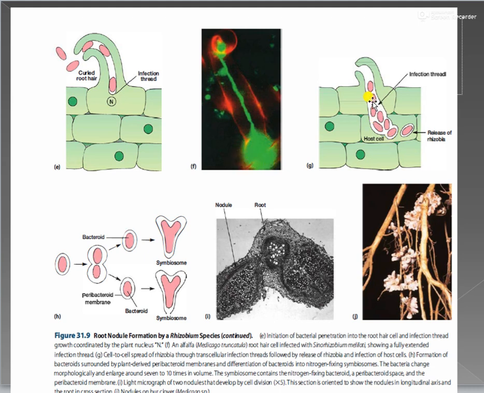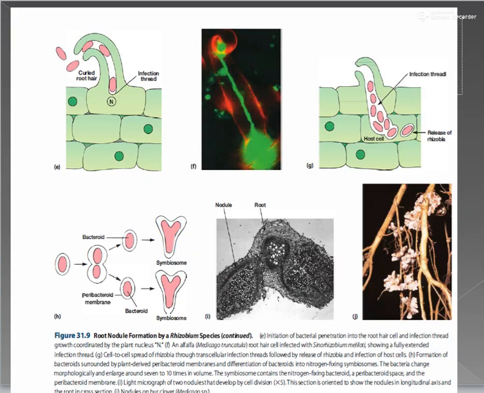And once it is inside, you can see that the formation of bacteroids happens. That is, the bacteria is surrounded by a membrane, and a symbiosome is also formed over here. So this is a process by which the rhizobium extends from one cell to the other, as a cell to cell transfer, and finally a root nodule is formed over here.